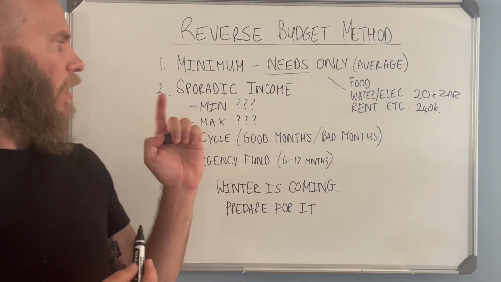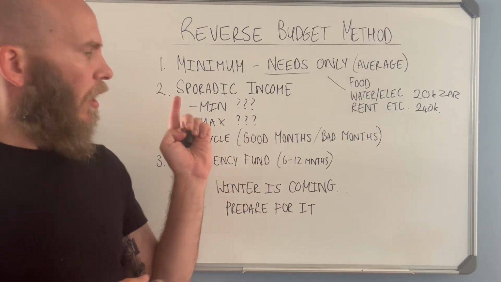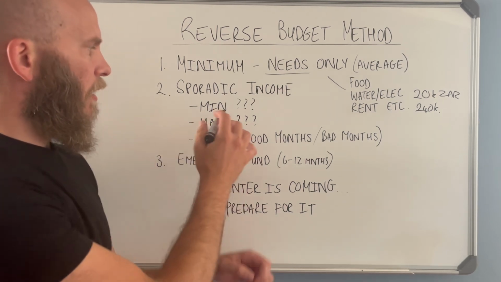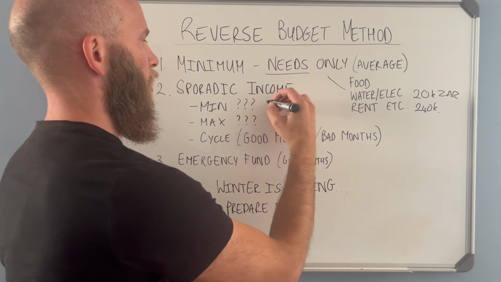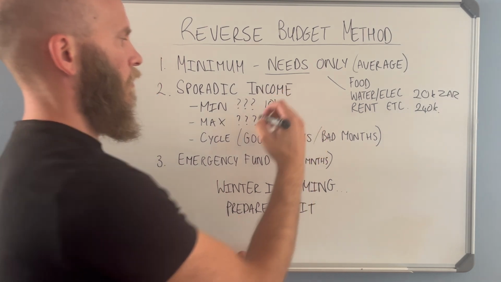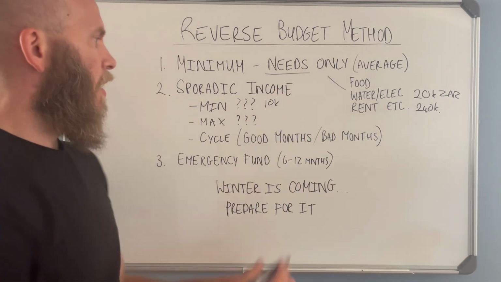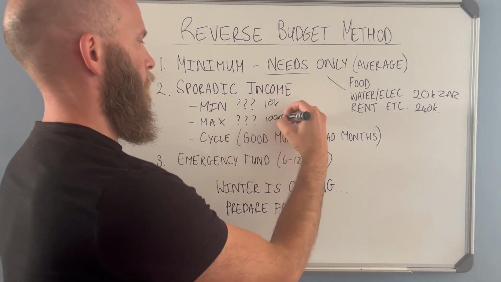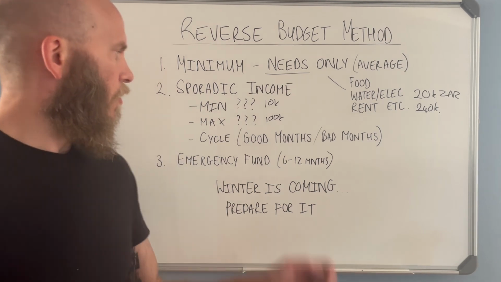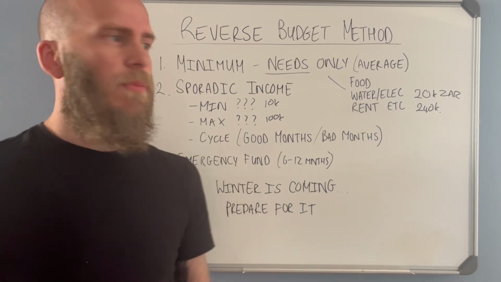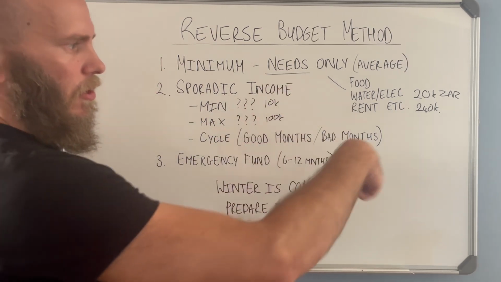The next step is to check out in which months you make the least amount, and if it's below your minimum. So it might be 10K ZAR, and your max might be 100. So you want to see in which months you make a lot of money and in which months you actually struggle.